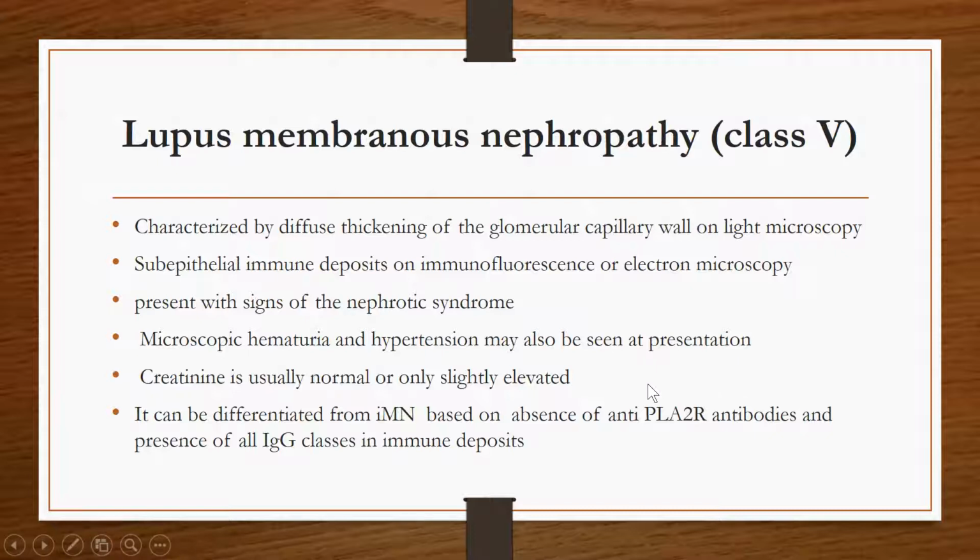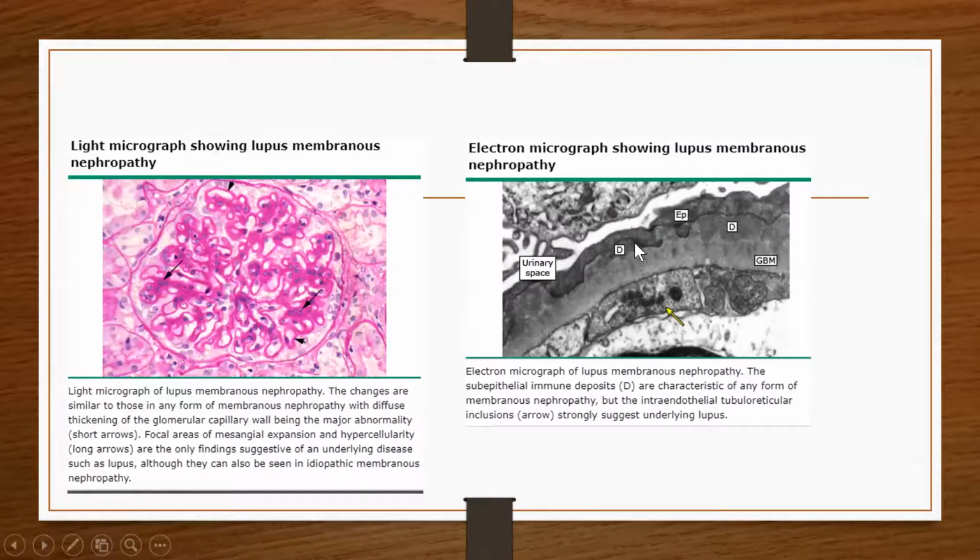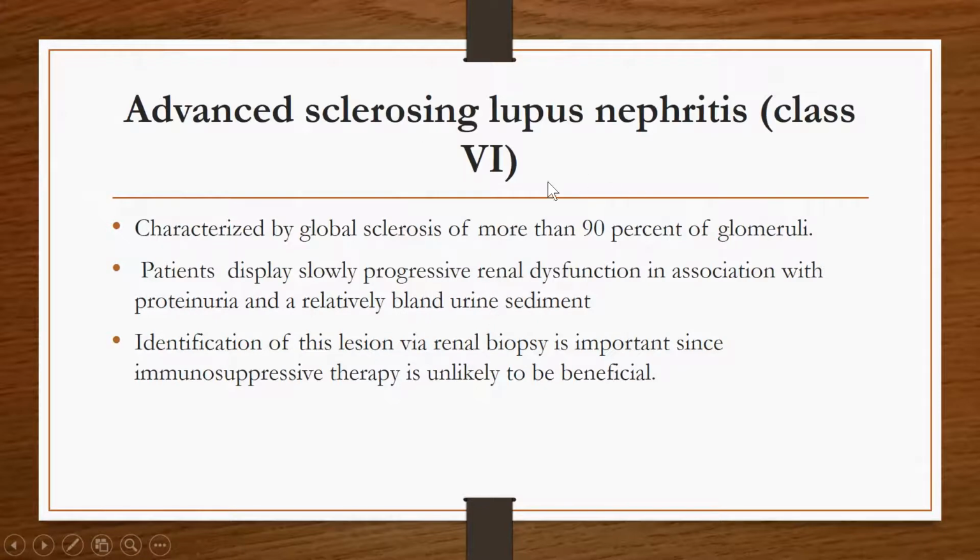Anti-PLA2 receptor antibody would be negative, which is usually positive in primary membranous, and IgG4 is more common in primary. If you are checking the split immunoglobulin staining, a full house pattern would be more common in membranous secondary to SLE. These are the deposits. This is basement membrane, with subepithelial deposits. Here you could see some proliferation.